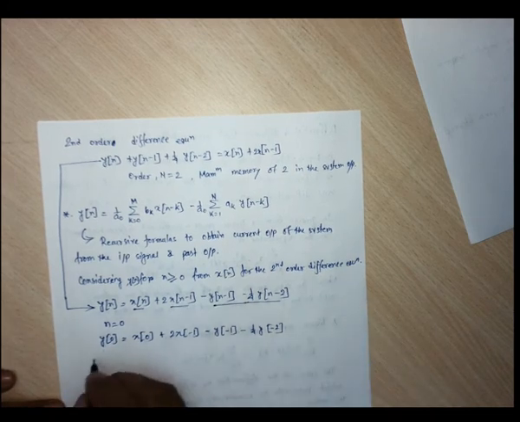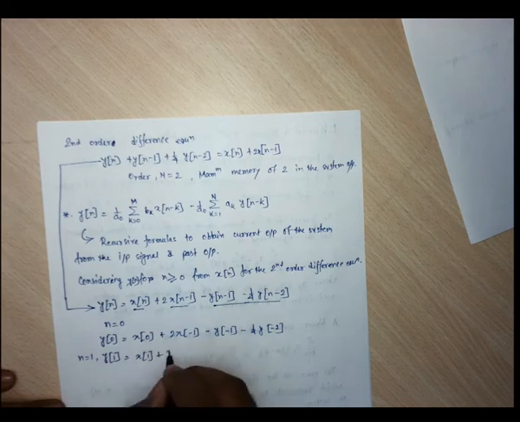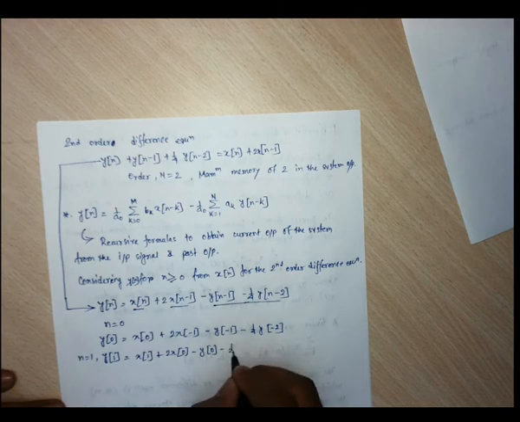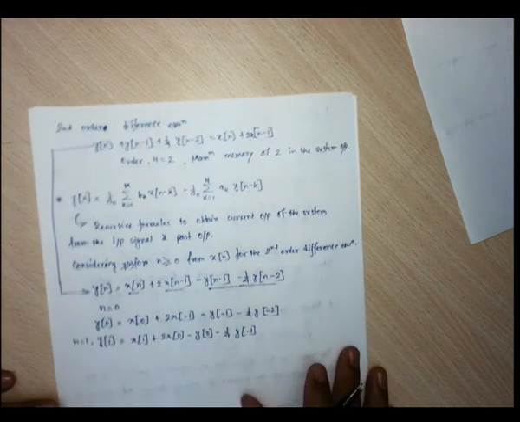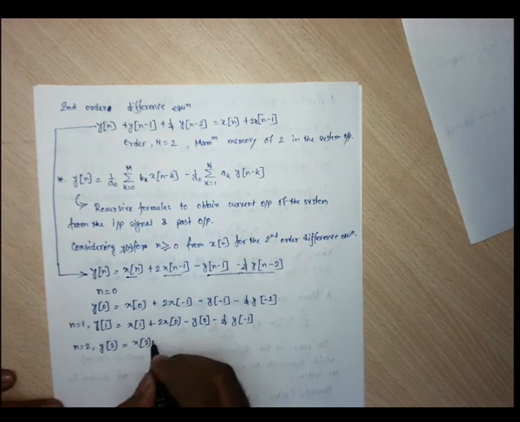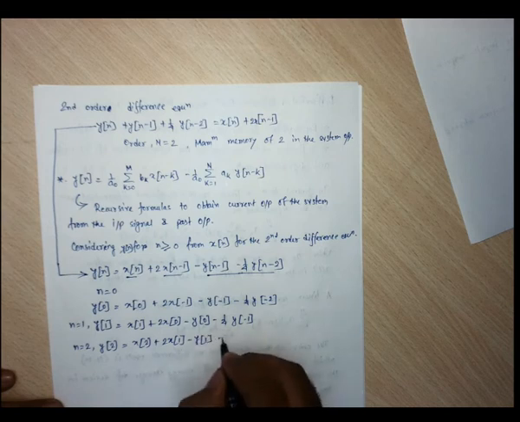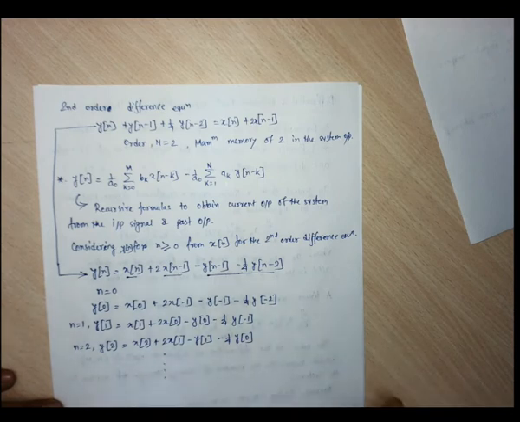Same for n is equal to 1. If you write for n is equal to 1, that is y of 1 = x of 1 + 2x of 0 + y of 0 − 1/4 y of −1. Same, let us write for n is equal to 2: y of 2 = x of 2 + 2x of 1 + y of 1 − y of 0. So in this way we need to go.